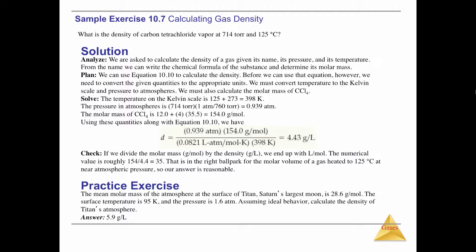Please practice. The mean molar mass of the atmosphere at the surface of Titan, Saturn's largest moon, is 28.6 grams per mole. The surface temperature is 95 Kelvin and the pressure is 1.6 atmospheres. Assuming ideal behavior, calculate the density of Titan's atmosphere.